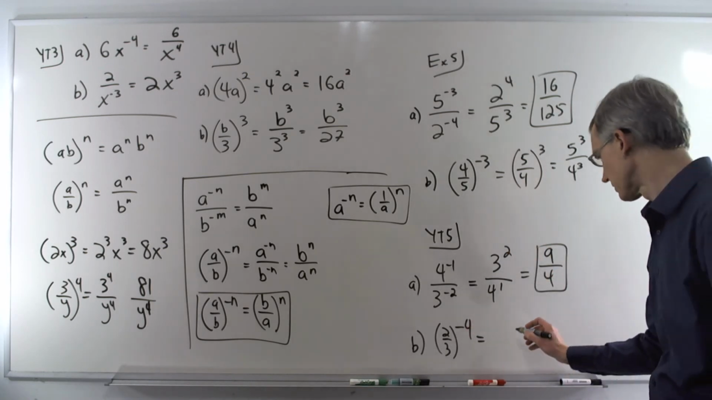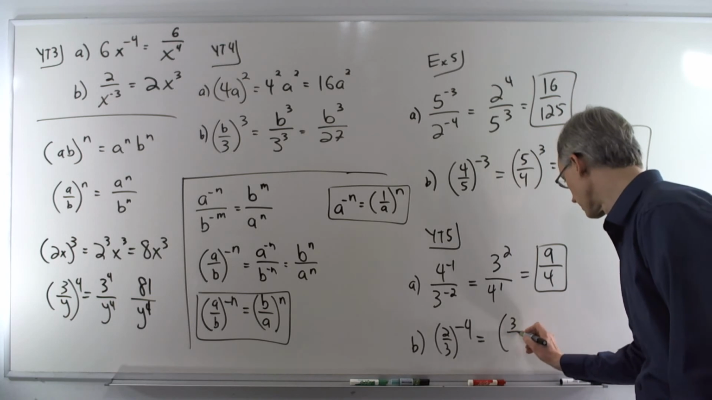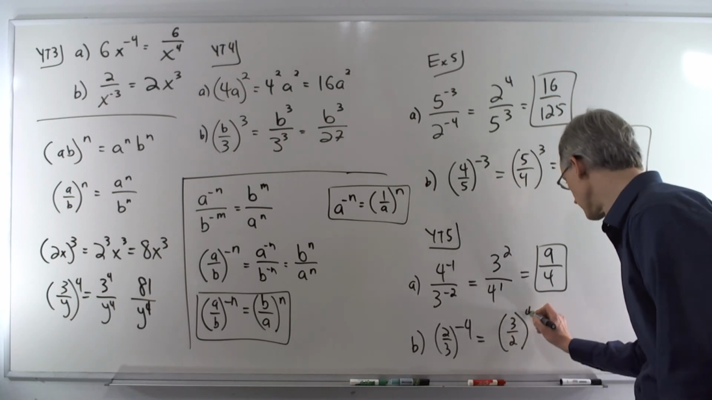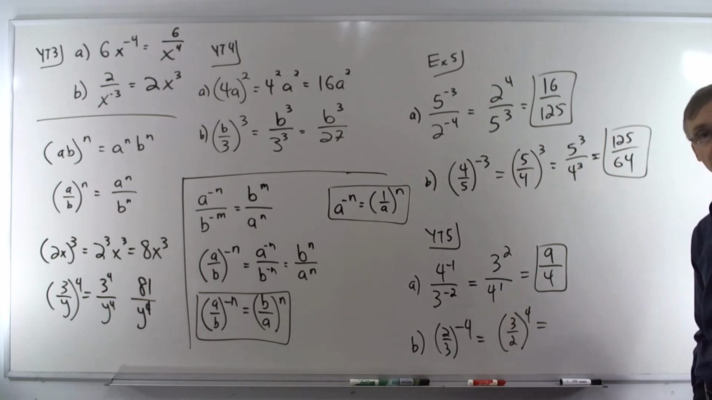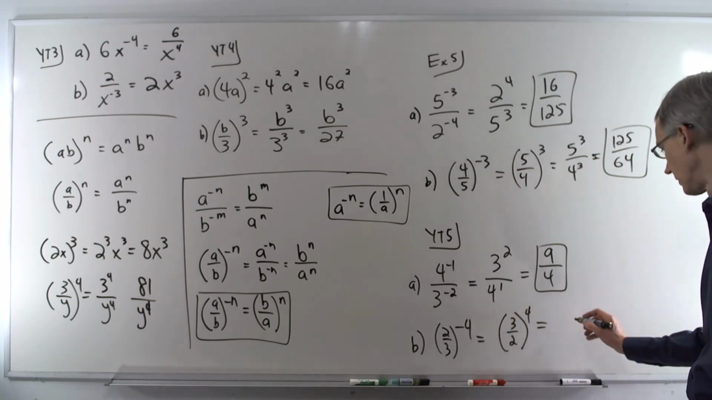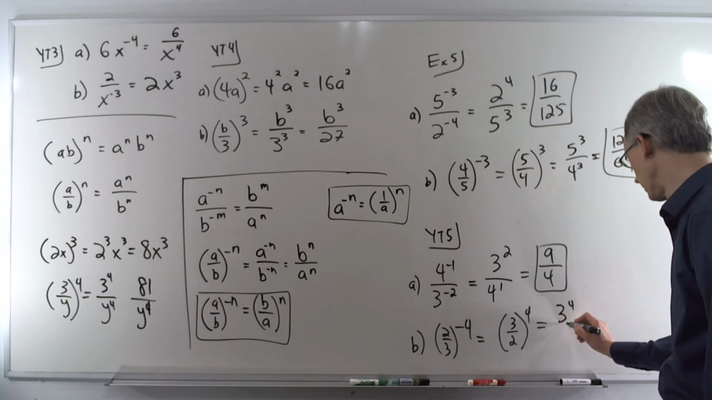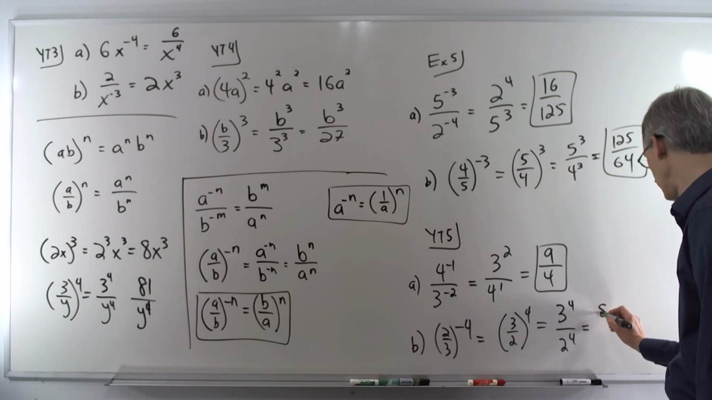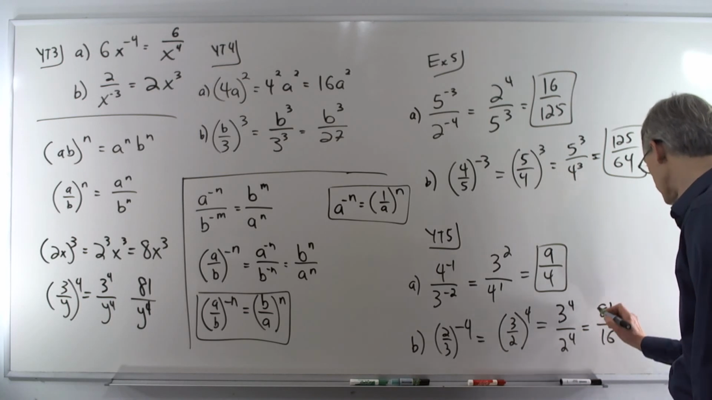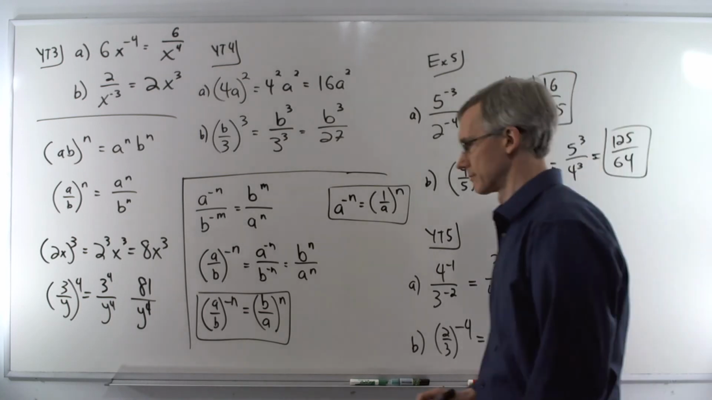I'm going to flip this fraction here, turn it into 3/2. Change the negative exponent to a positive exponent, so we have the 4th power there. That becomes 3 to the 4th over 2 to the 4th. 3 to the 4th is 81. 2 to the 4th, 16. 81/16.